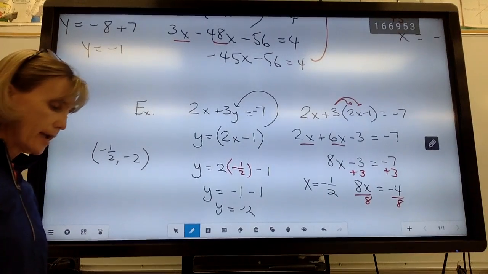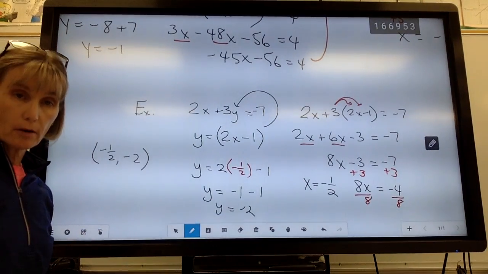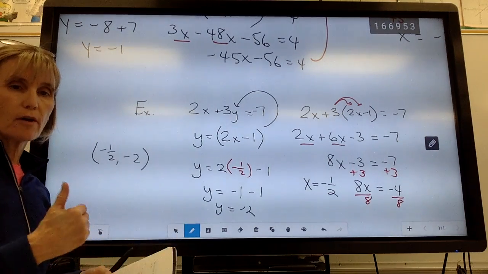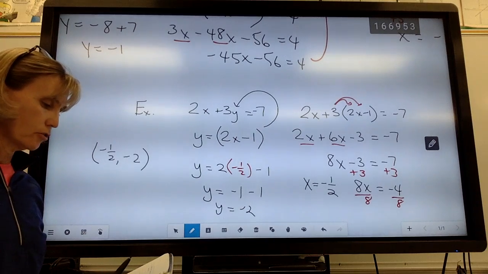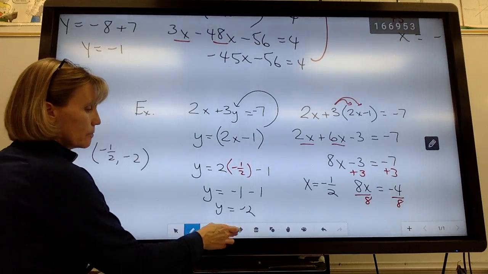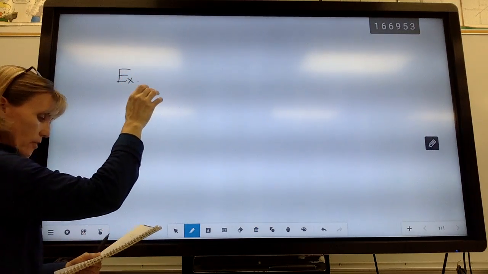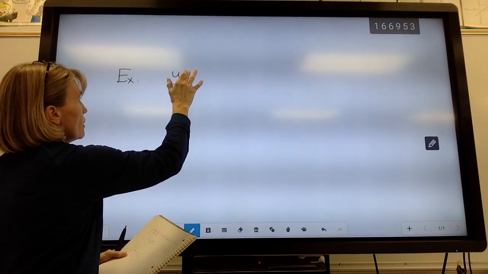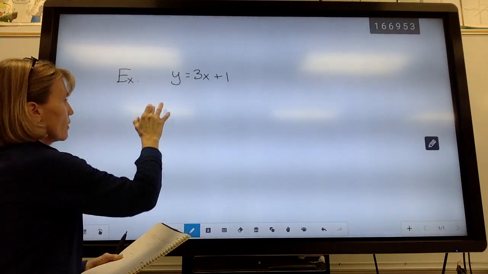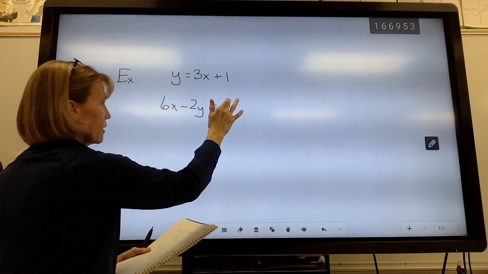Okay, now we had some situations with graphing where we saw parallel lines, which was a no solution, and we saw where the two lines graphed on top of each other, which was an infinite solution. Let's see what that looks like when we're solving using substitution. So if I've got a system that says y equals 3x plus 1, and one that says 6x minus 2y equals negative 2.